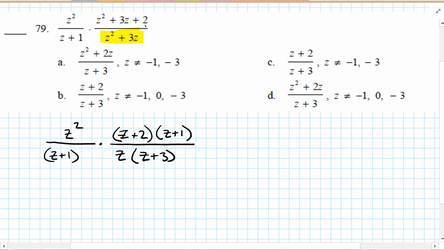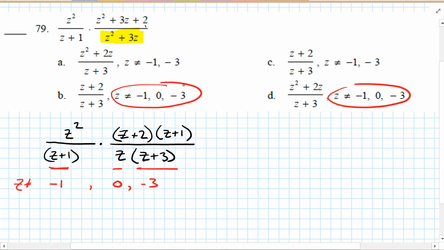Okay, now everything's been factored. Now we can find our restrictions. Our restrictions apply for every term in the denominator. So z cannot equal whatever would make this 0: -1, 0, and -3. Okay, we found our restrictions. So right now I see it in D and B.